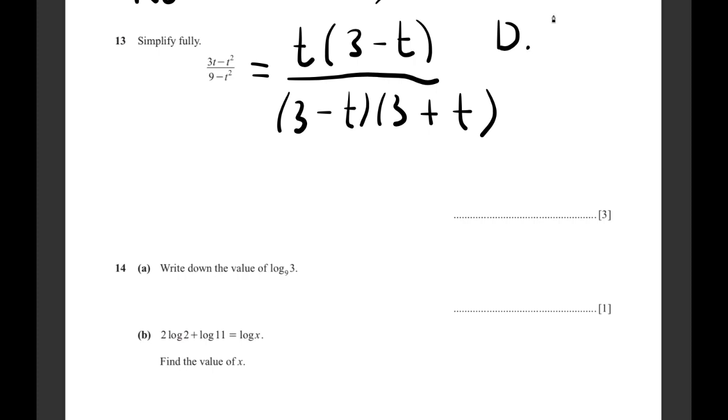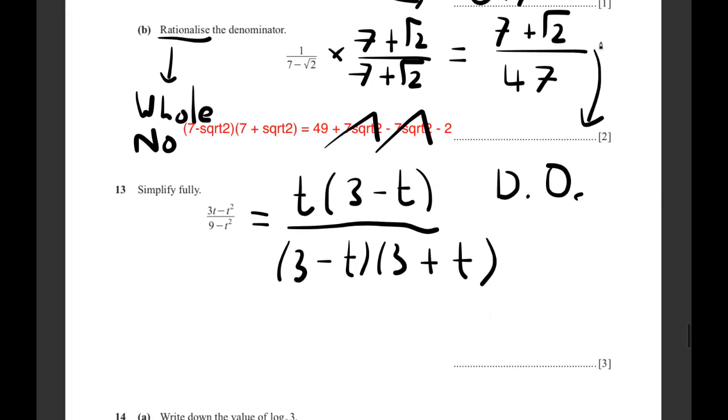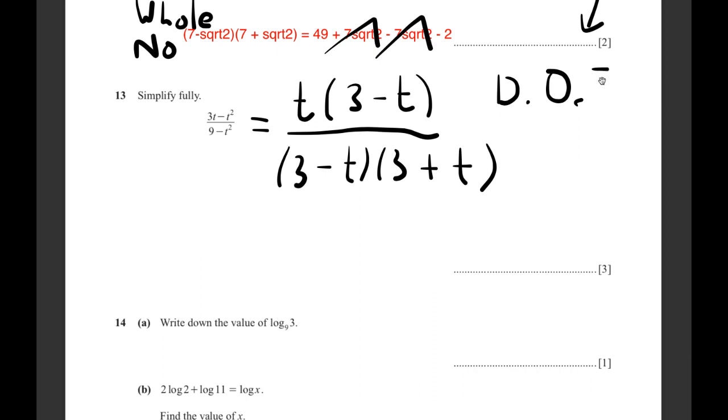So D T S. Oh, that's far too far. Let me draw that again. I'm grateful for this trackpad. D T S. If you want to look this up. Now, the reason we've done this is that this cancels with this part here, and therefore we're left with our answer of t over 3 plus t. And we're done.